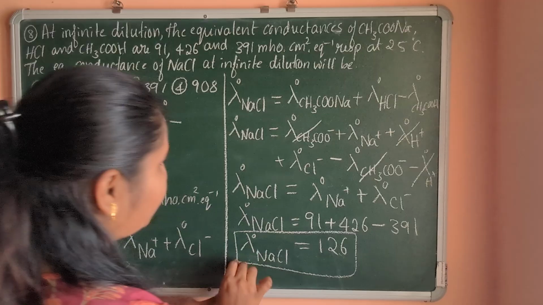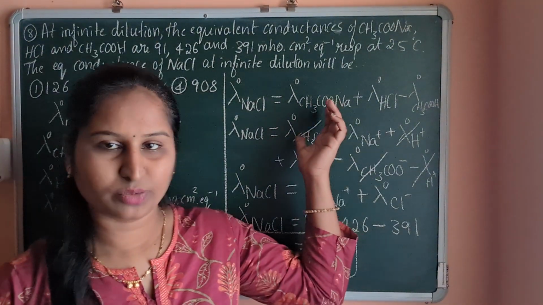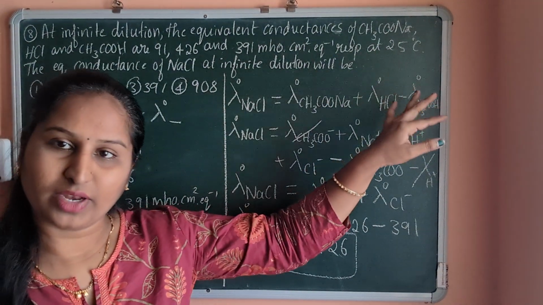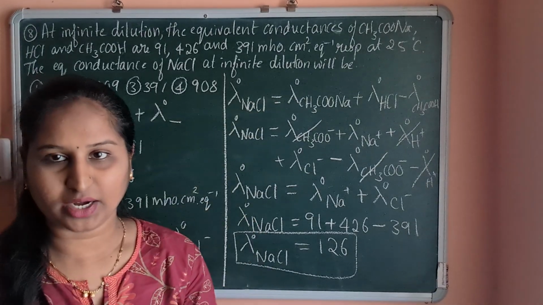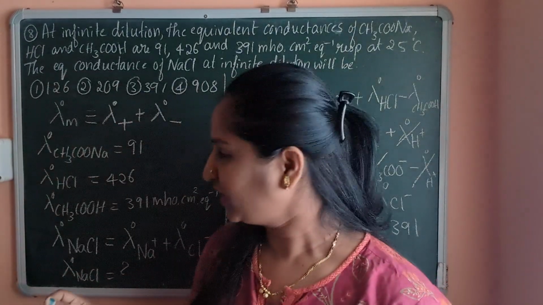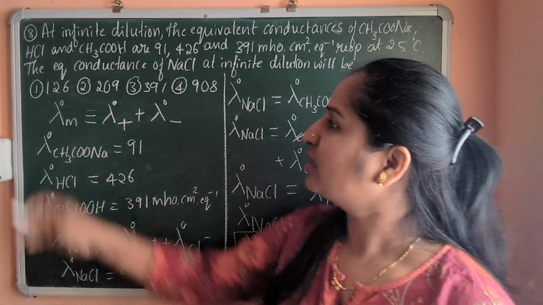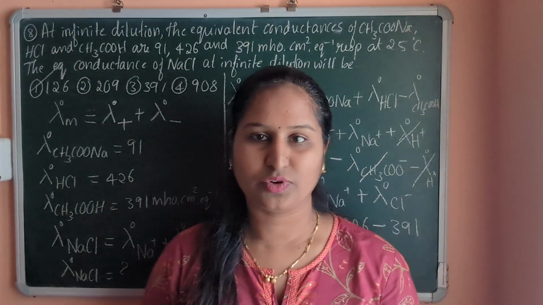So basically we should know which values have to be subtracted and which values have to be added, so as to get the final value of our limiting molar conductivity. From solving this question, we got the first option as the right answer for this question.